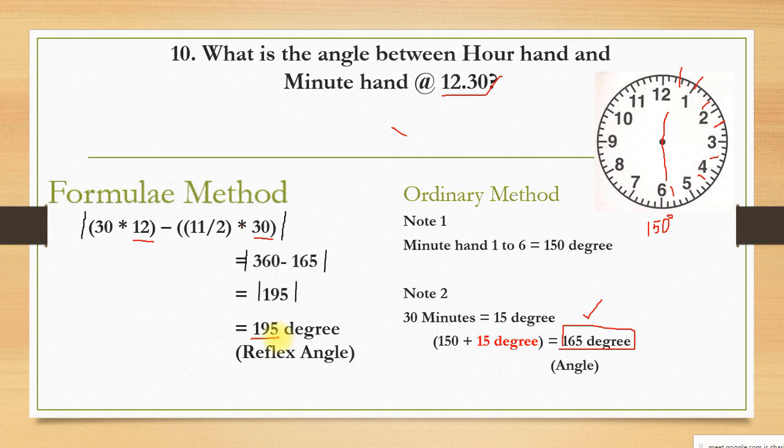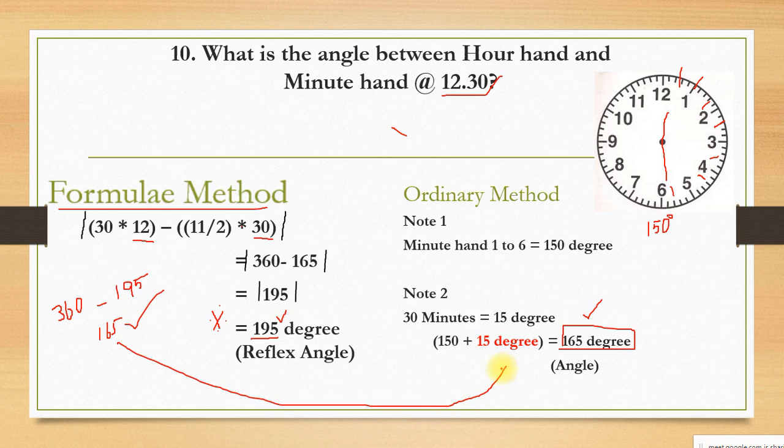That is the very beauty of this concept. Whenever you solve with the formula method and the answer is above 180, I make a very important note here: if the degree is above 180, subtract that value from 360. If you subtract 195 from 360, the value would be 165. So now your answer will be correct. If it is more than 180, it is called a reflex angle. If it is less than 180, it is called an ordinary angle.